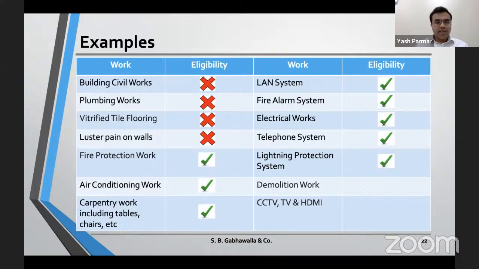And therefore, by demolition work, you are not actually creating any immovable property. It is not satisfying the condition of section 17(5)(c) and (d), and therefore ITC can be claimed on demolition work as well. Your CCTVs, TVs, HDMI, again all these are movable items and therefore ITC can be claimed.